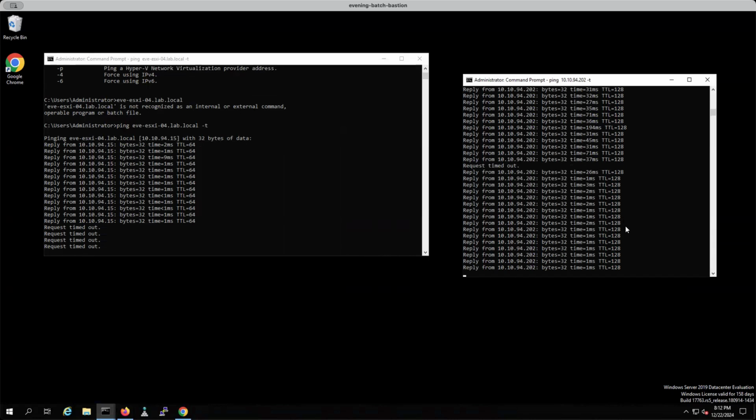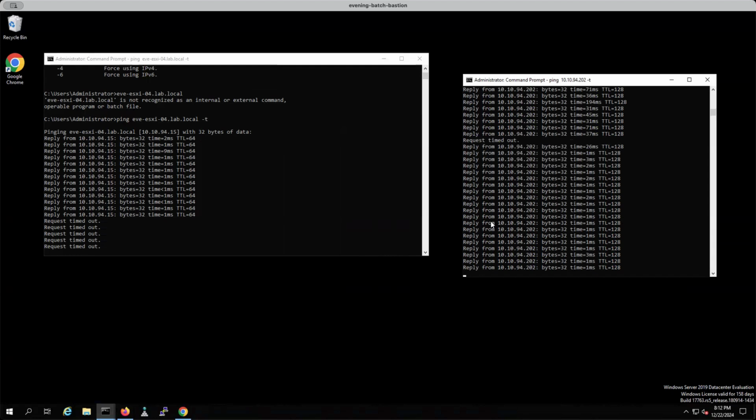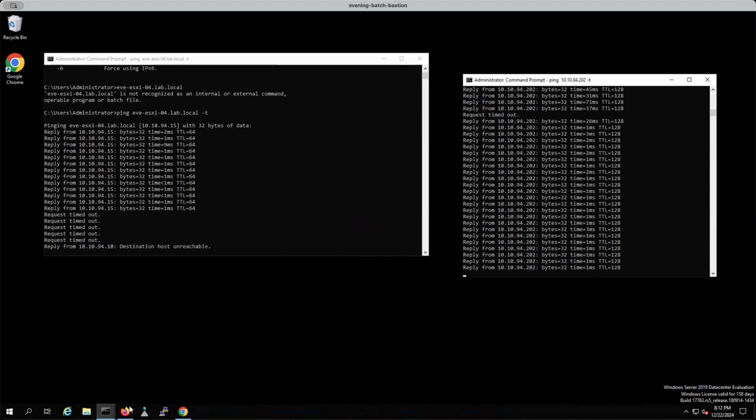Why 1 millisecond? Because no replication is happening. Because you only have one copy. Okay. The ESXi has gone down, but the ping to the virtual machine kept on working.